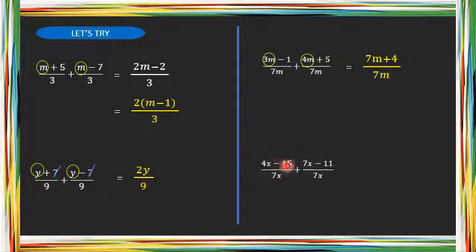Next, (4x - 15)/7x + (7x - 11)/7x. So these are the similar terms: the negative 15 and negative 11. Now, this is the answer: (11x - 26)/7x. Where do you get the 26? We have negative 15 and negative 11. These are the same sign, or like signs. We have to add and copy the sign. So this is negative 26.